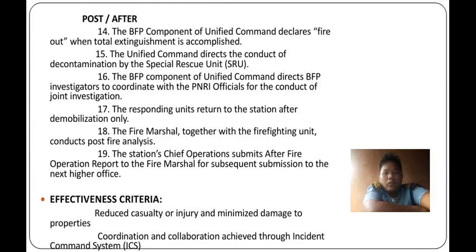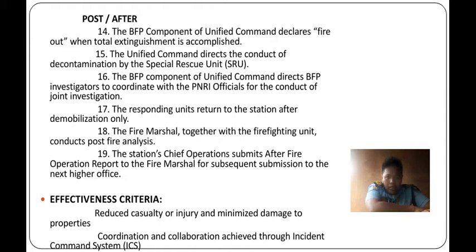So we go on to the 14. The BFP component of Unified Command declares fire out when total extinguishment is accomplished. 15. The Unified Command directs the conduct of decontamination by the Special Rescue Unit. 16. The BFP component of Unified Command directs the BFP investigator to coordinate with the PNRI officials for the conduct of joint investigation. 17. The responding units return to the station after demobilization only.